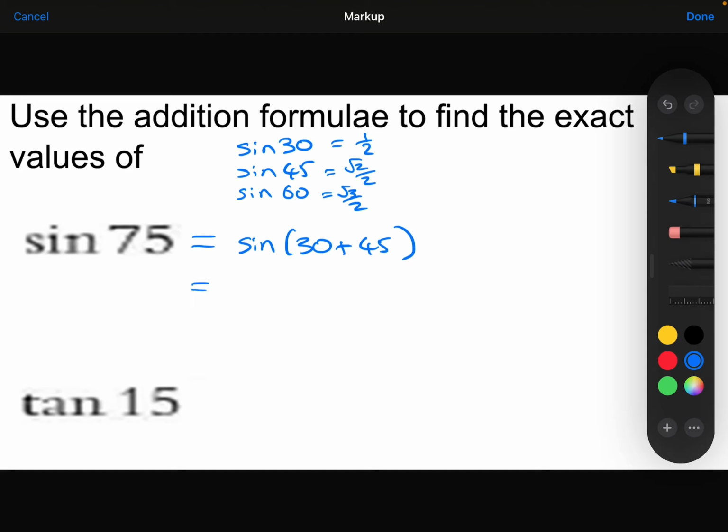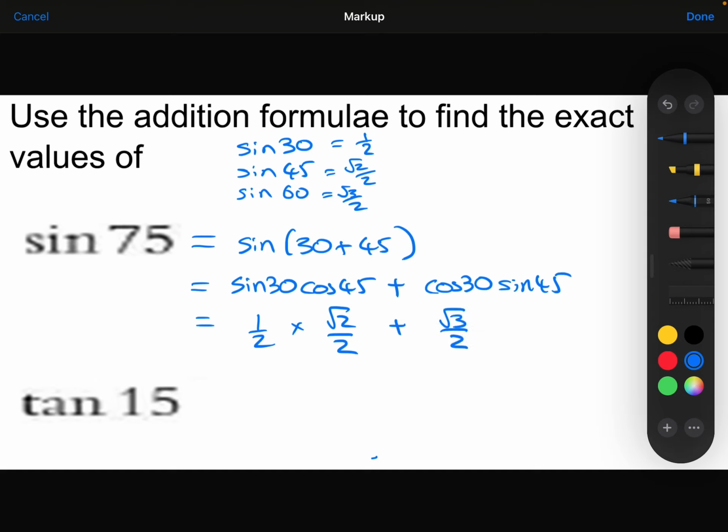Now I can use the addition formulae. I can write this out as being sine 30 cos 45 plus cos 30 sine 45. Now I'm going to use those exact values from memory. Sine 30, I remember that's a half. Cos 45, I remember that that's root 2 over 2. Cos 30, I remember that that's root 3 over 2. And sine 45, I remember that that's root 2 over 2.